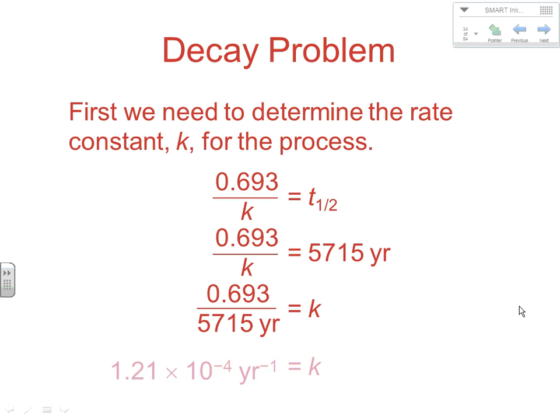So if our half-life was 5,715 years, divide that into 0.693, and we know our k value is 1.21 times 10 to the negative fourth, and that would be our rate constant. And its unit would be per year. So 1 over year or year to the negative 1. All those are valid ways of expressing it. And watch your units on these things. Now, like always in AP chemistry.